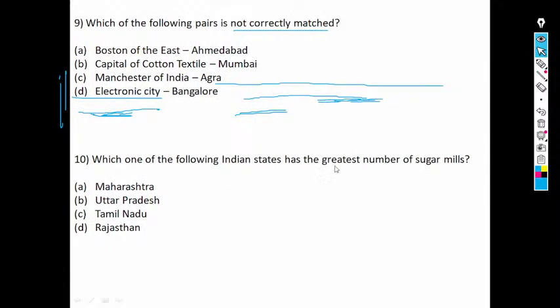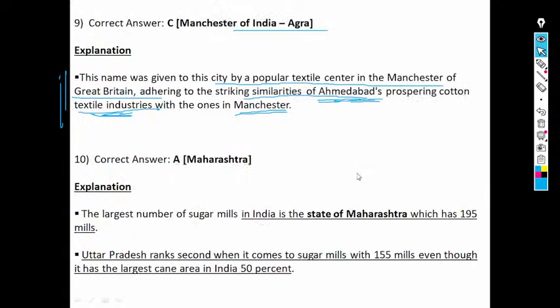Which one of the following Indian states has the greatest number of sugar mills? Maharashtra. The greatest number of sugar mills in India is in the state of Maharashtra, which has 195 mills. Uttar Pradesh has second rank. Its sugar mills number 155, even though it has a large cane area, about 50% of India's.